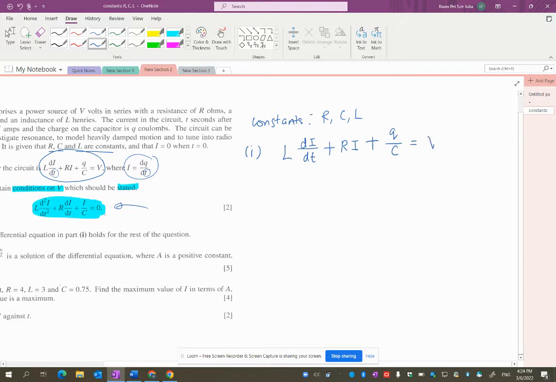So let's take a look at which are the constants, which are the variables. So the constants are R, C, L. So these are the constants, okay? Then the rest are variables. So the variables are, of course, the independent variable, which is T. We have I is also a variable. Then we have Q, and of course we have V. So these are the variables, okay? Because it's not mentioned in the question that these are constants, so we'll take them as variables.